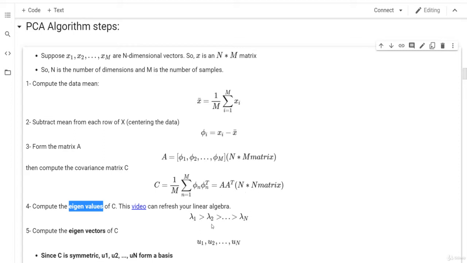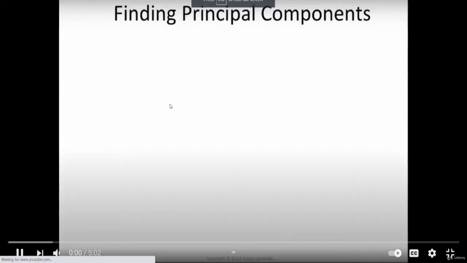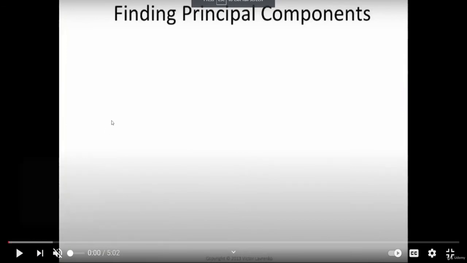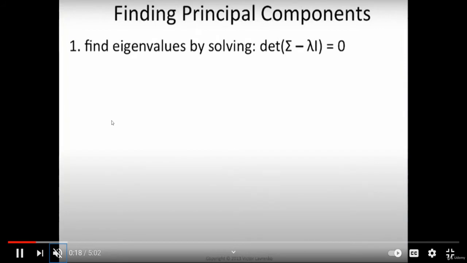So we have an eigenvalue for each column, right? For each column, we have an eigenvalue. So we have n columns, so we will have n eigenvalues. So if you check this video, I will leave it in the resources. It's talking about how we can find the principal components, right? So it's talking about the mathematics behind finding the principal components. So we'll basically find the eigenvalues by solving the determinant of sigma. So sigma is C, the covariance matrix.